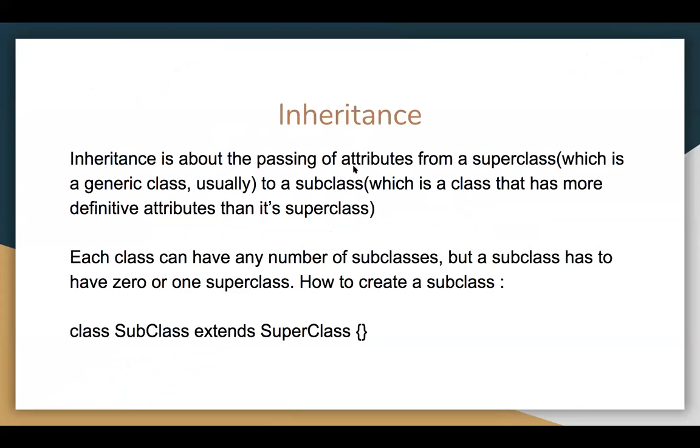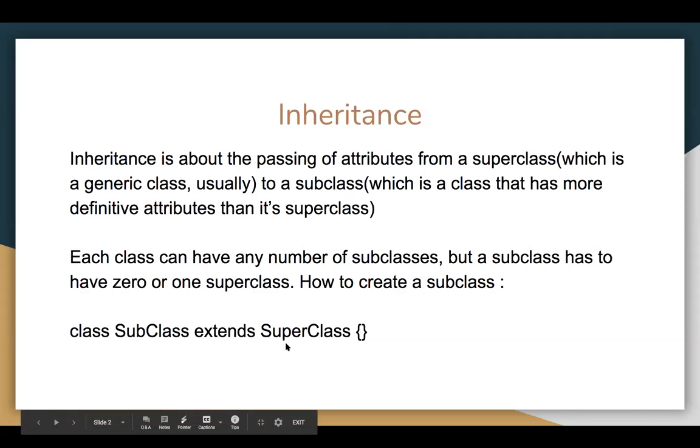I'll point things out to you later, so don't worry if this is confusing. By attributes, I usually mean things like variables and methods. Each class can have any number of subclasses, but a subclass has to have 0 or 1 superclass. So this is how to create a subclass.